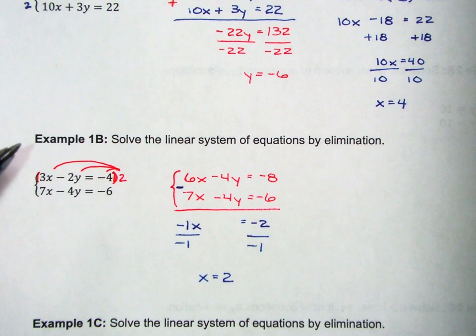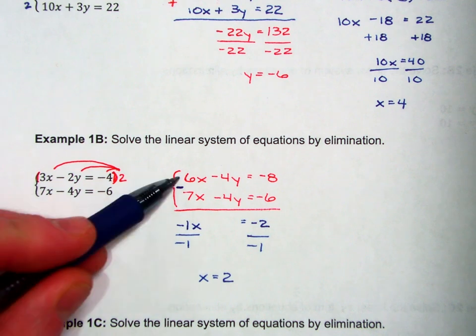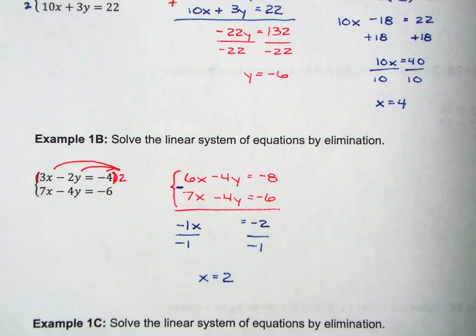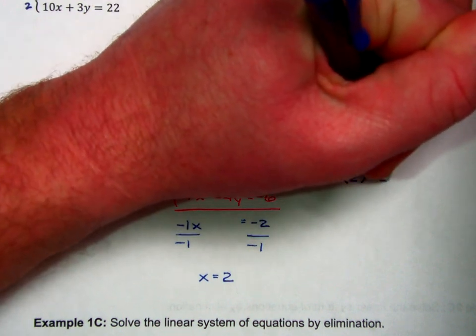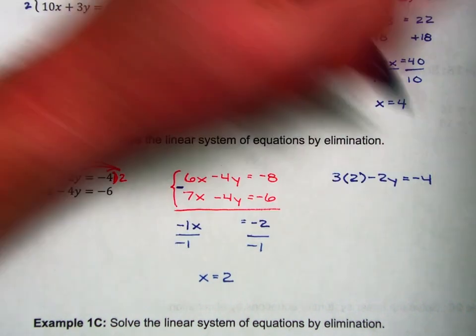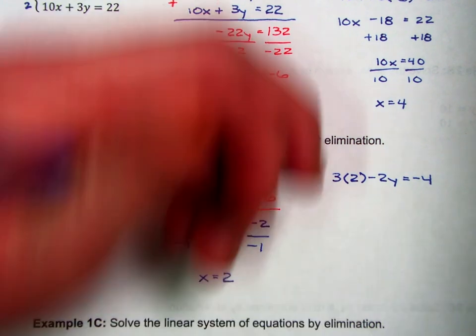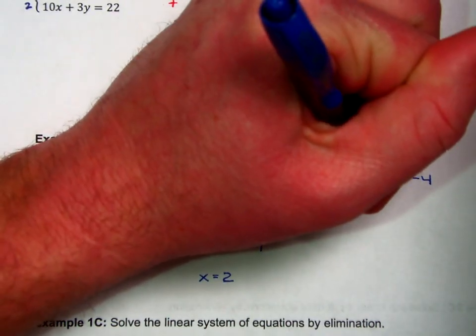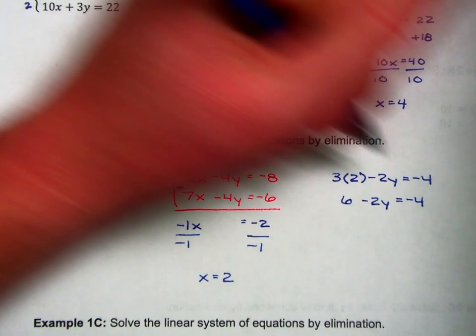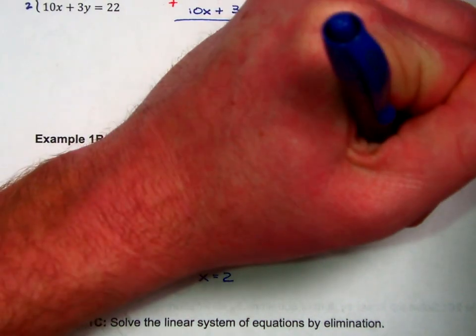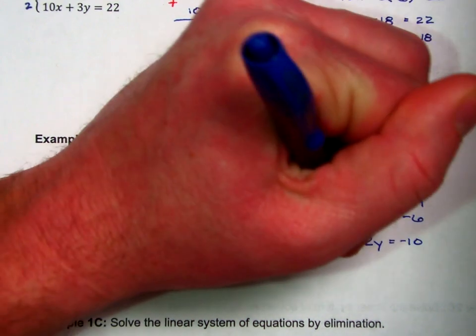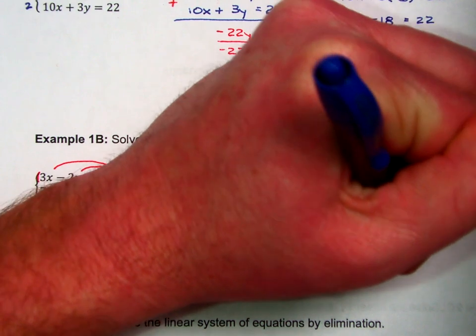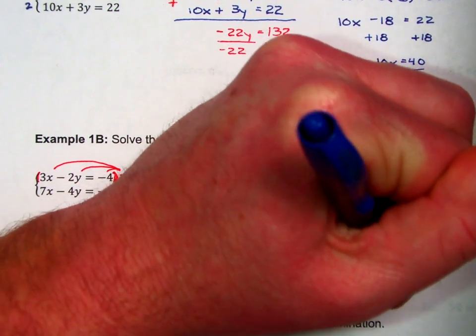And once I know what x is, again, I can go to my first, my second, or my third equation, plug that back in and solve for y. Okay, I'm going to go back up to my first one. We're going to take 3 times 2 minus 2y equals negative 4, and then solve that for y. So 6 minus 2y equals negative 4. If I subtract 6 from each side, then negative 2y equals negative 10, and divide each side by negative 2, and y turns out to be equal to 5.